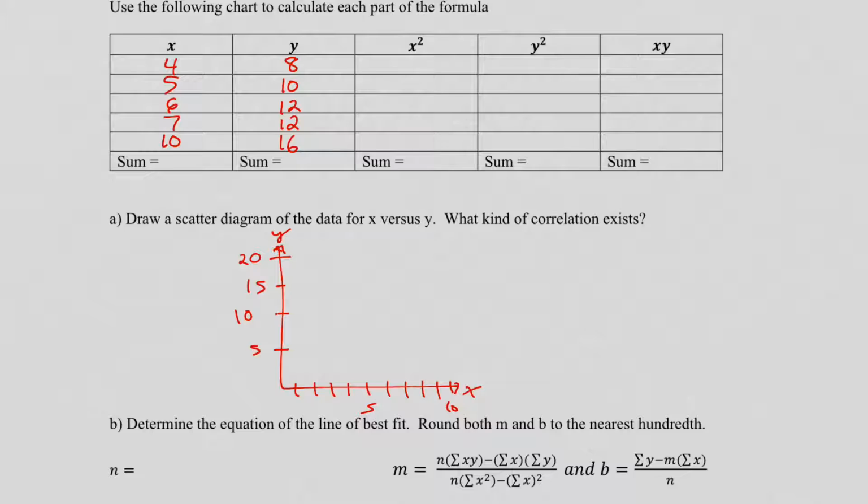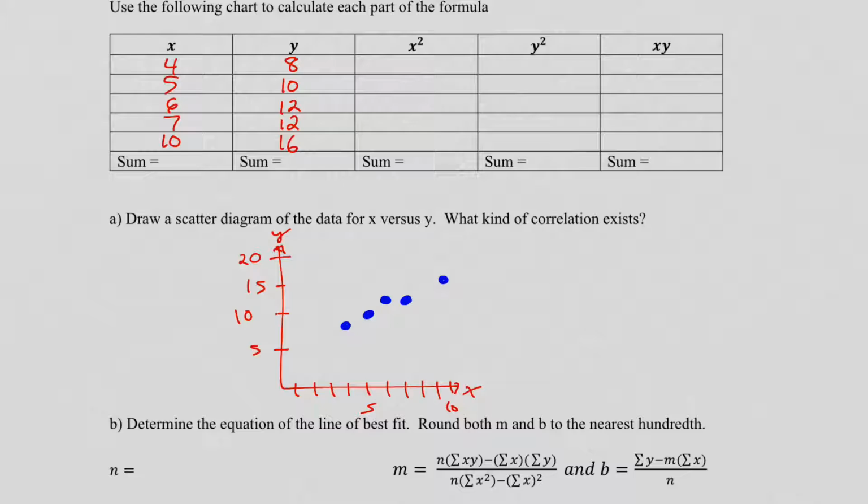But now we're going to go ahead and plot the data pairs. So 4 and 8. So 4 and 8 will be around right there. 5 and 10 will be here. 6 and 12 will be about right there. And 7 and 12 right there, and then 10 and 16 is going to be about right there. Okay, so that is the scatter diagram for number 19A. You got 5 data pairs.